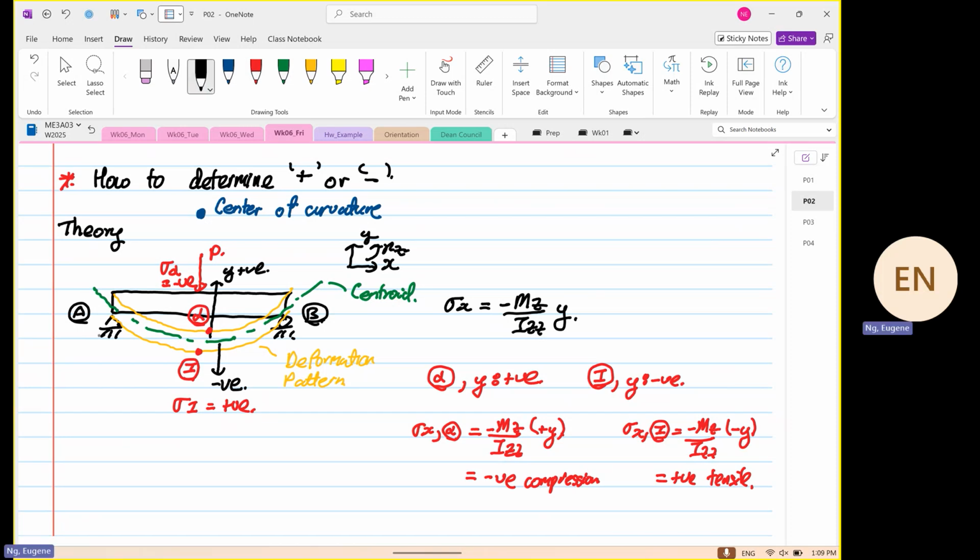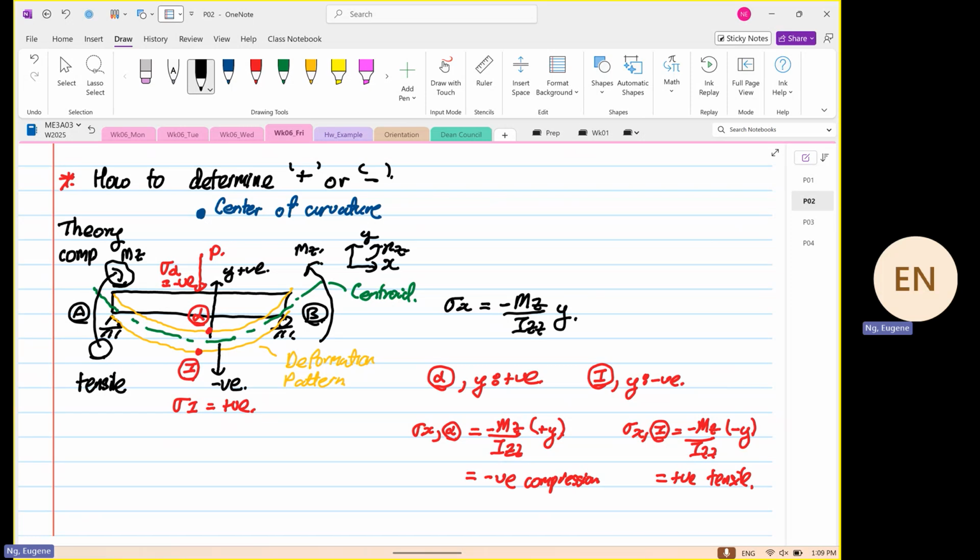Where this thing is bent, this is moment about z. The head of the moment vector is always under compression. The tail end is always under what? Tension. That's an easier way. Now you can forget the y. What is y positive, y negative does not matter.